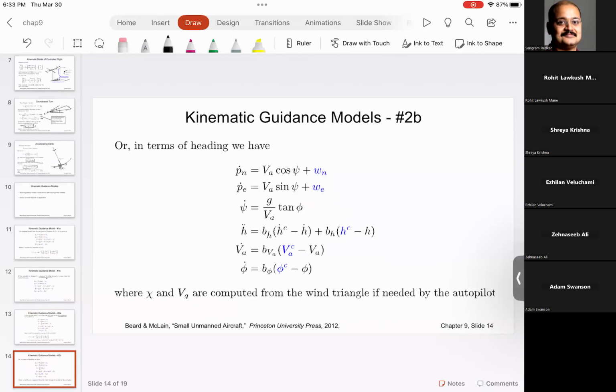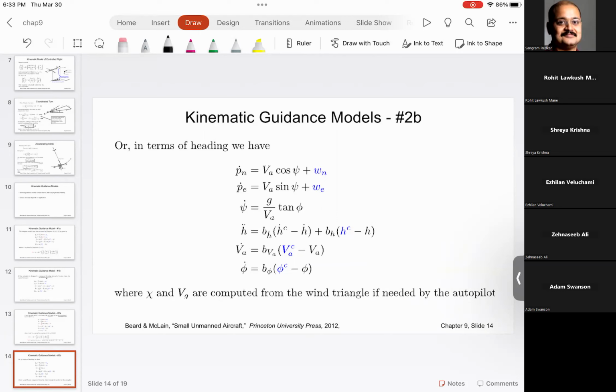Now, you can actually rewrite these equations. So you have the slight variation wherein you get the wind north, wind east from the wind triangle, and then you compute chi and the ground speed. And again, these computations are performed by the autopilot. And depending upon whether you have a pitot static tube or some type of aiding, or if you have local wind data, depending upon what navigation, aircraft, or weather information is available to you, you can use the appropriate model.